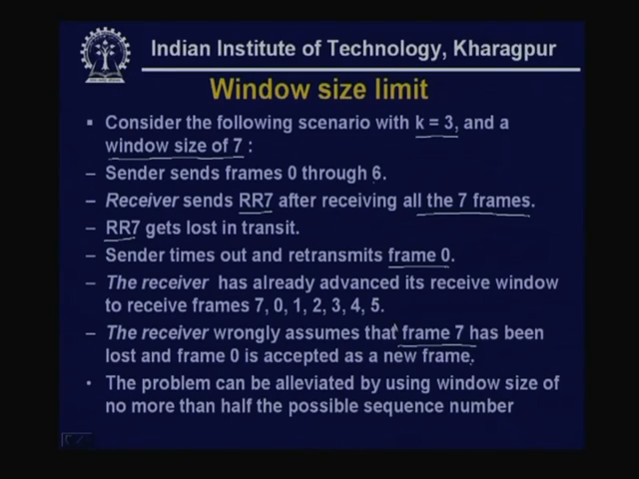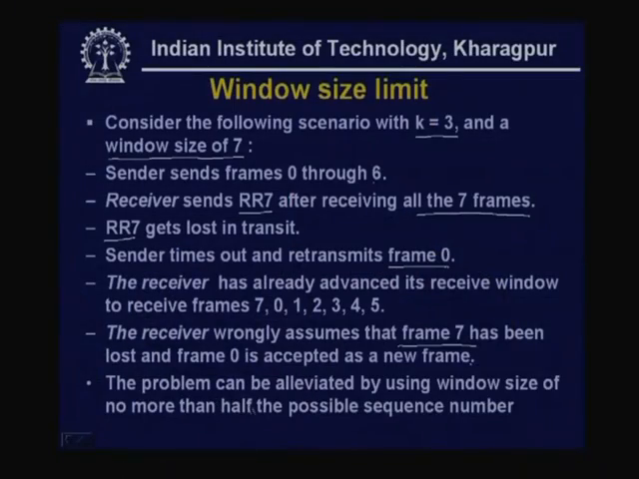This problem can again be alleviated by choosing a limited window size, and in this case the window size should be no more than half the possible sequence number. That means, if we are choosing k equal to 3, then the possible window size in case of selective repeat ARQ has to be 2 to the power 3 by 2, that means equal to 4. In case of go back N ARQ, this can be 7. However, in case of selective repeat ARQ, it has to be 4.